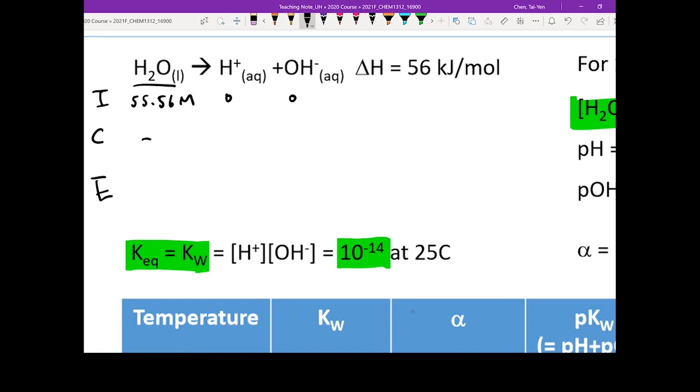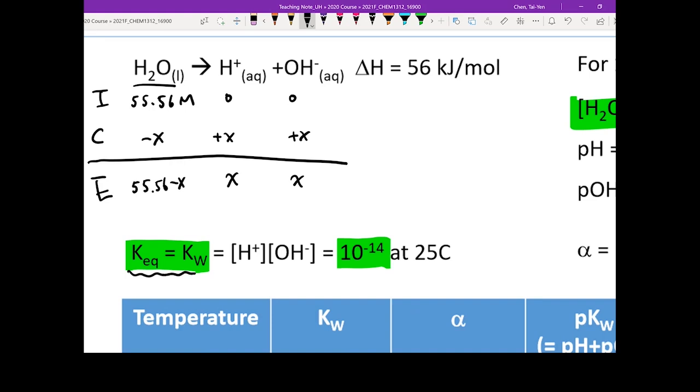A small portion of water is going to dissociate. It's going to produce your protons and your hydroxide, and then we reach equilibrium. So we have 55.56 minus X for your H2O liquid, X for your H plus, X for your OH minus. Next, I'm going to apply the Keq to get your X.